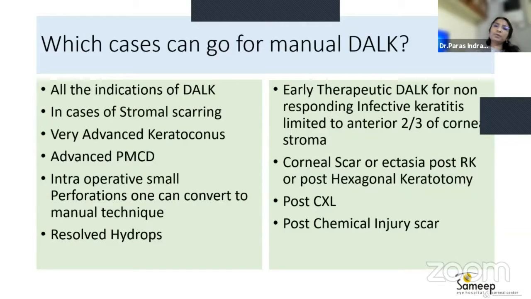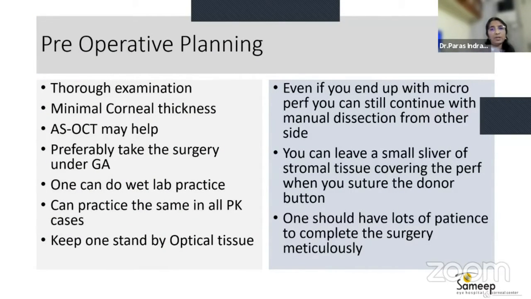Early therapeutic DALK for non-responding infective keratitis, where the infection is limited to the anterior two-thirds of the corneal stroma. Corneal scar or ectasia post-RK or post-hexagonal keratotomy. Post-CXL also, it is difficult to achieve a big bubble, and maybe one can resort to the manual procedure, and post-chemical injury scar as well.